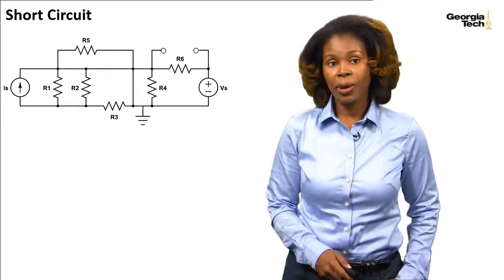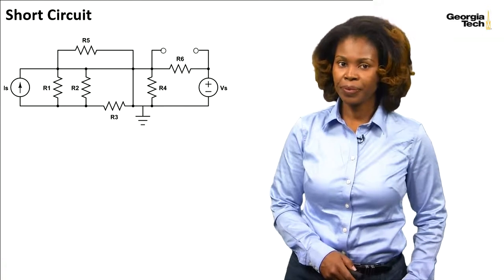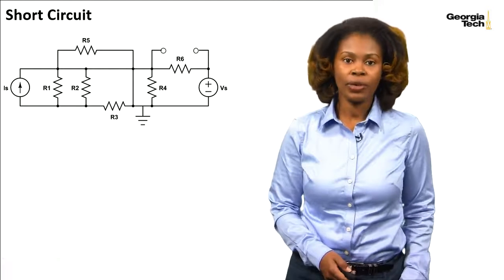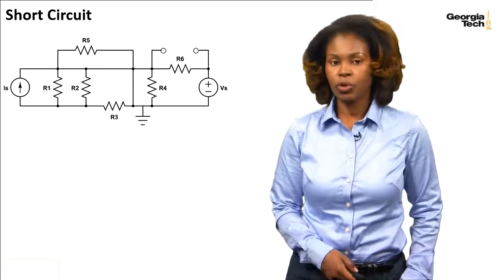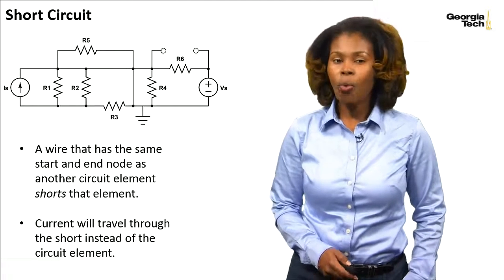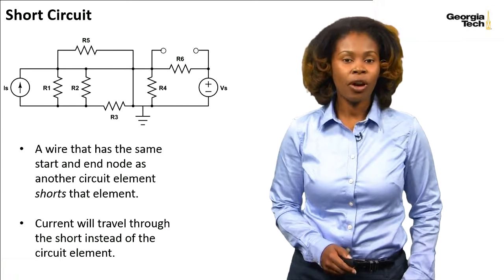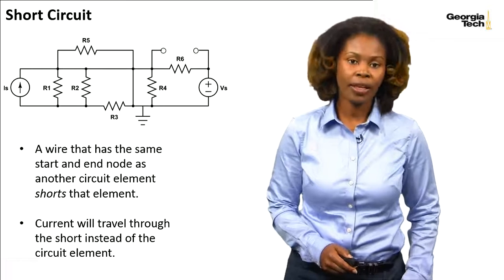Something else you should know about circuits is how to identify a short circuit. In life, we use that term haphazardly. We could say if something broke, then it probably had a short, some electrical short. But it actually has a very specific meaning. A wire that has the same start and end node as another circuit element shorts that element.